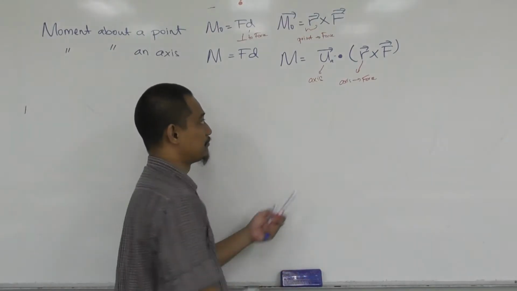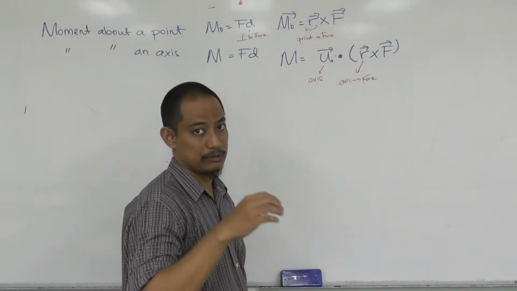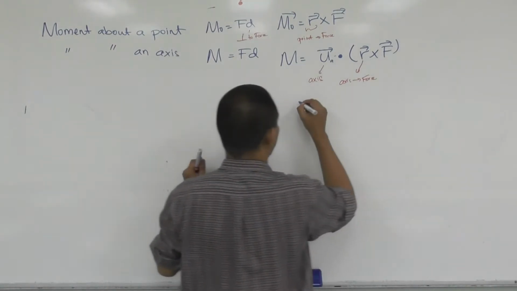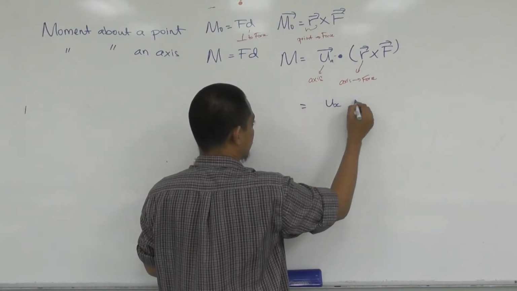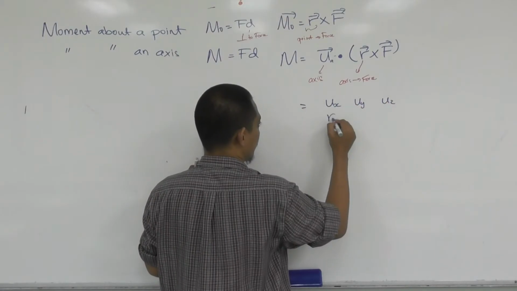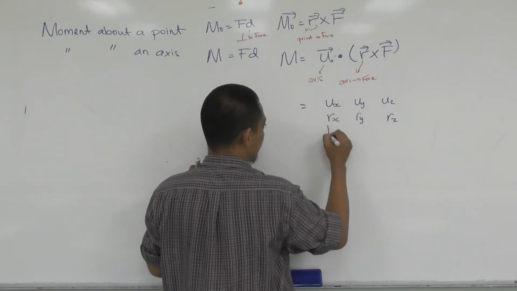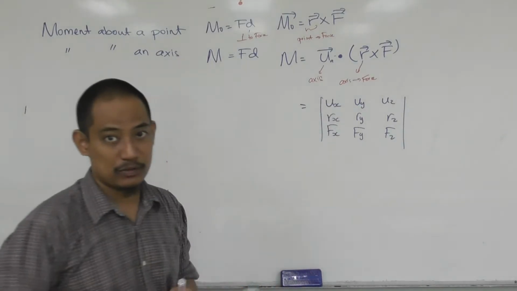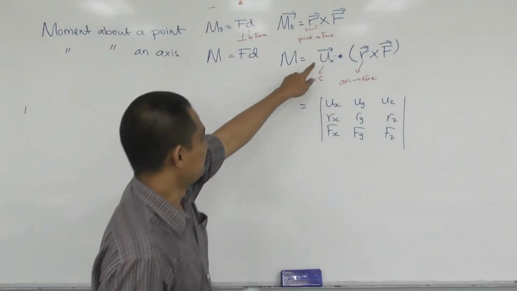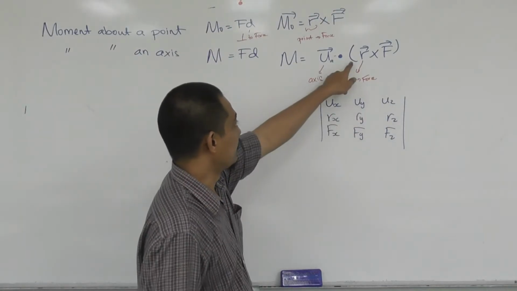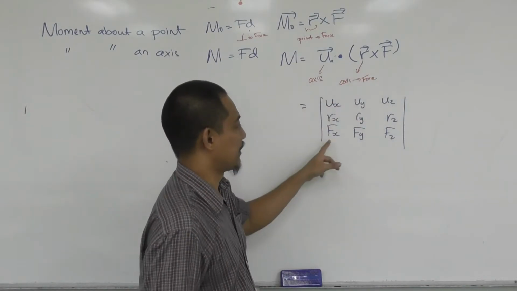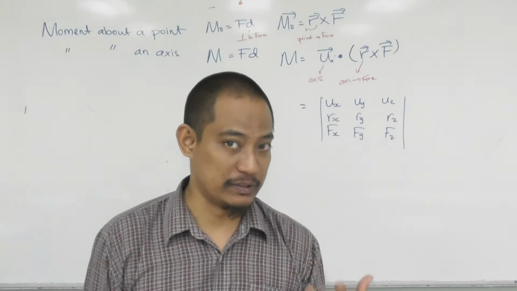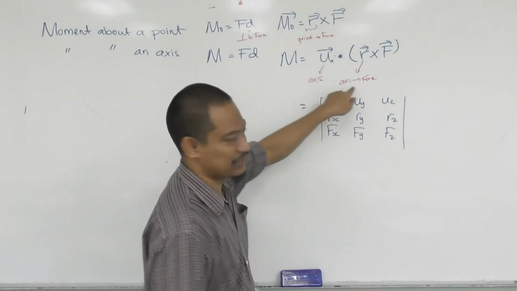If you already have the vector of each of these three, this can simply be solved as a matrix: unit vector x, y, z; rx, ry, rz; fx, fy, fz. So basically you just put the xyz of the unit vector here, xyz of r here, xyz of f here, right? And then you just solve the matrix as before. However, there's no longer ijk. Do not put ijk up front here.